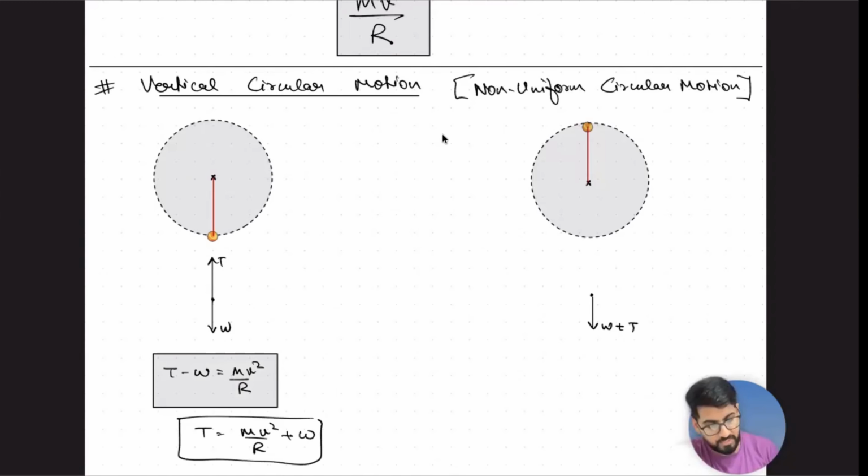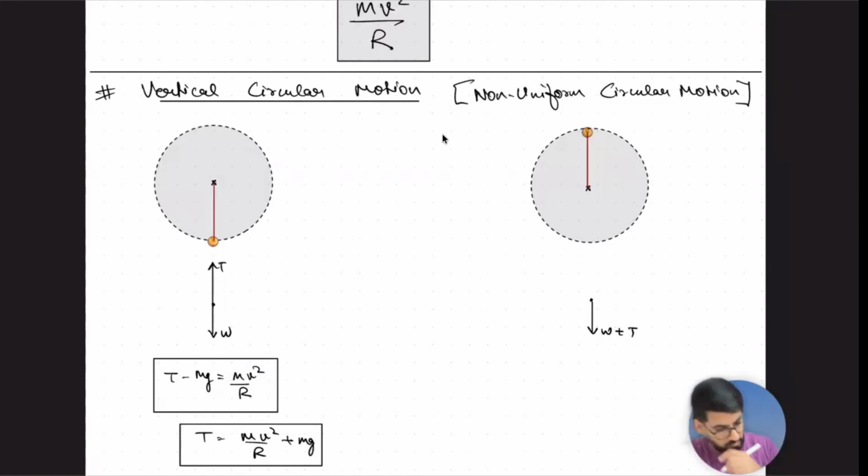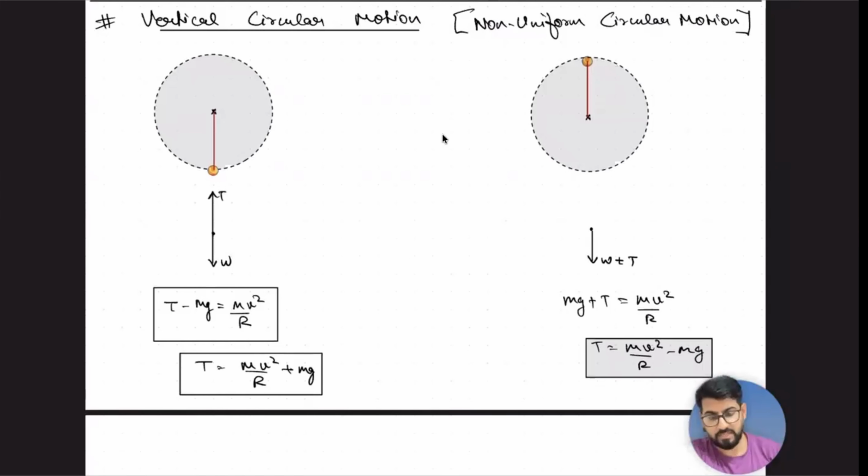So the tension will be greater when the object is at the lowest point. This is W, don't get confused. This is not omega. This is weight, mg. And here it will be W, or you can say mg, plus T is equal to mv square by r. So T will be mv square by r minus mg. So tension will be less here. Now I pretty much covered everything from the circular motion.